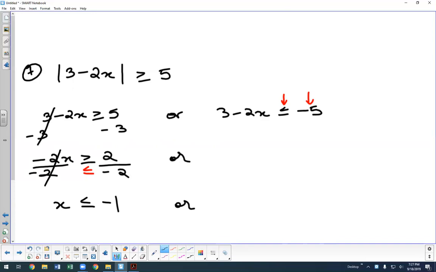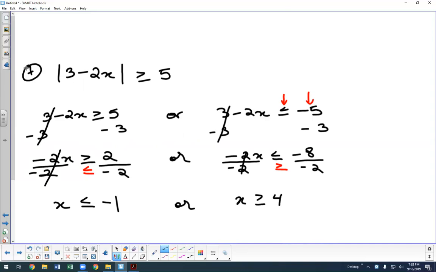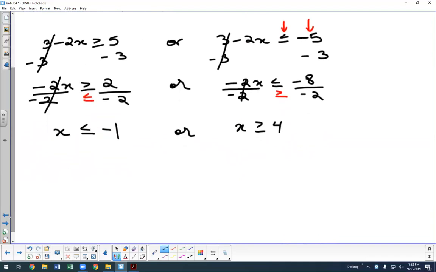Pretty much the same process here. I would start by subtracting 3. But now, since I had negative 5, that will become negative 8. Again, we're dividing by a negative number, so we change the direction of the inequality. Four. I've got negative 1. I've got positive 4.